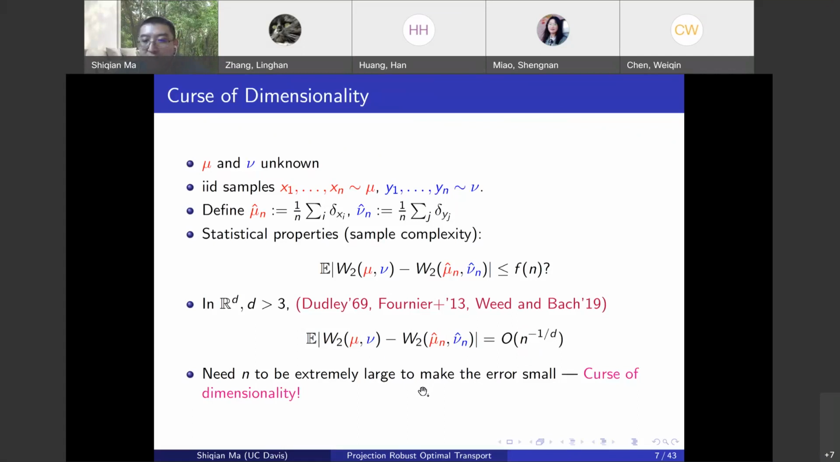And that is called the curse of dimensionality. This is a problem in practice, because it is possible that you don't have enough sample data, they're just not available. So then how to make this error small? So that's one issue about the optimal transport problem.